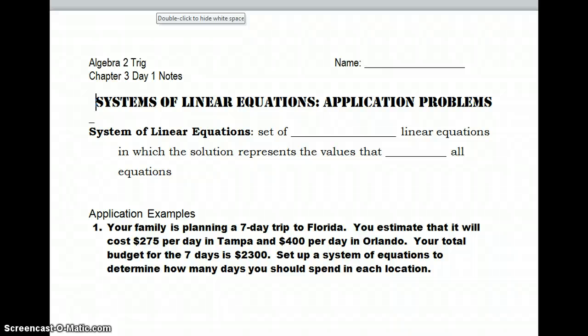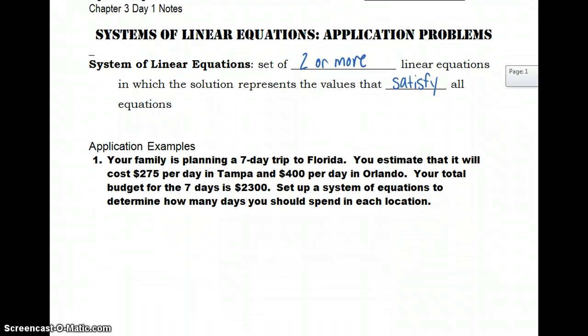Today we are going to be talking about how to set up a system of linear equations. Remember that a system of linear equations is a set of two or more linear equations in which the solution represents the values that satisfy all equations. In this lesson, we'll be setting up systems in 2 variables and in 3 variables. Let's take a look at one of these application problems.